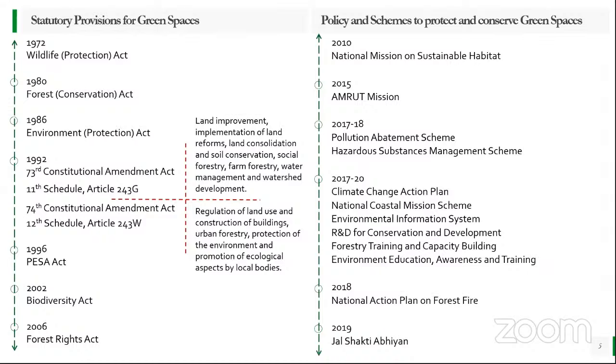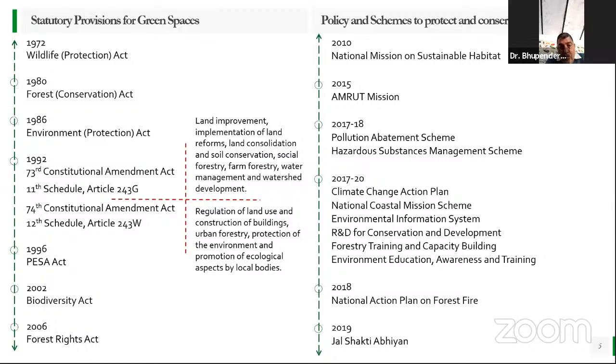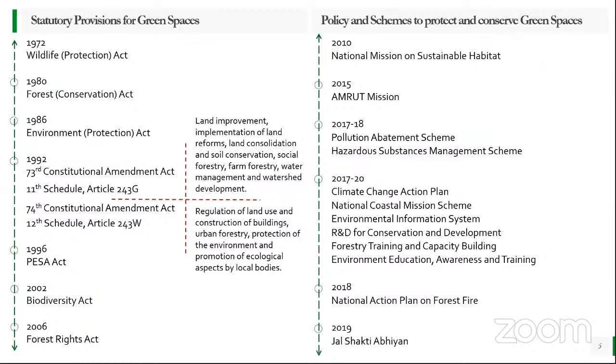Coming to the statutory provisions for green spaces, here is the list which helps in protecting and managing them. First is the Wildlife Protection Act of 1972, which protects wild animals, birds, and plants. Then the Forest Conservation Act, which helps in protecting and safeguarding forests and wildlife, and every citizen should be held responsible for protecting it. Then the main one is the Environment Protection Act, to protect and improve the human environment.